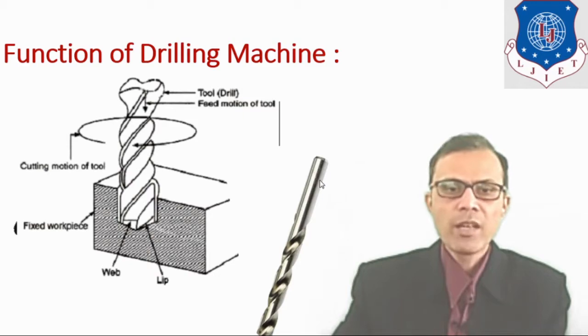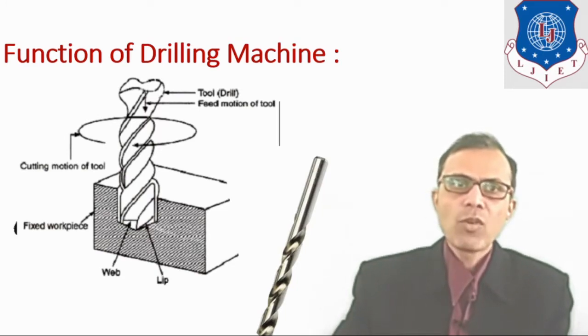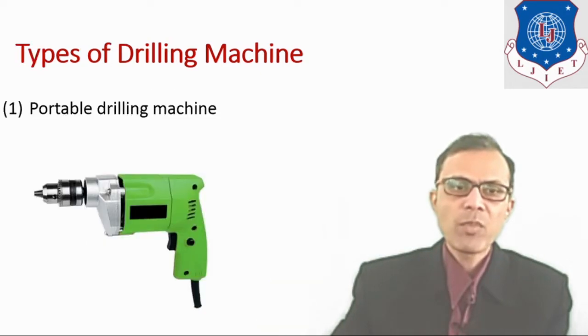It is shown here, it is the drill bit, and for this purpose, it is held in a drill chuck and it is provided the rotary motion. In the diagram, you can see the workpiece and the drill bit. It is provided rotary motion, and it is also provided the feed motion by which cutting action takes place and the required size of the hole can be produced. Now let us see different types of drilling machine.